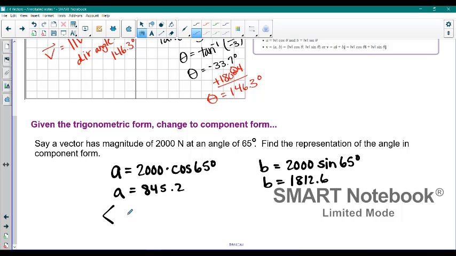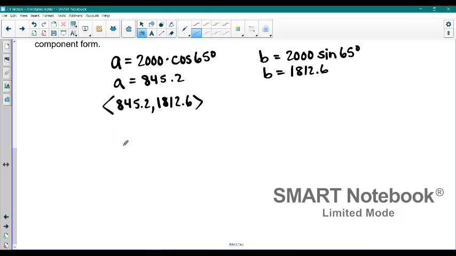So we could say 845.2, 1812.6, or in terms of I and J, 845.2 vector I plus 1812.6 vector J.